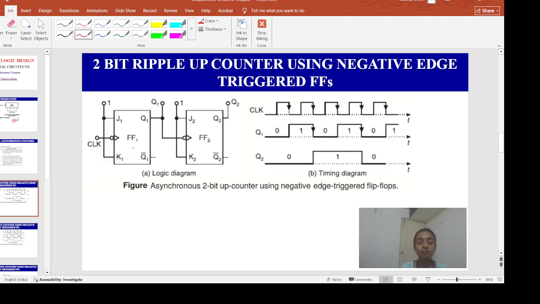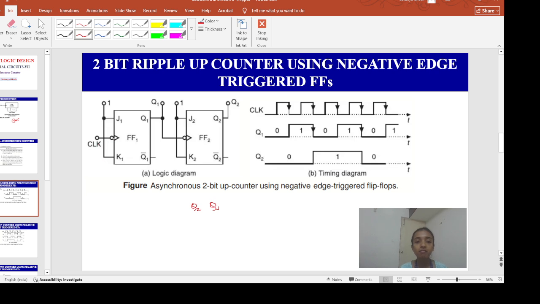Okay. So in this figure, you are observing a 2-bit ripple up counter using negative edge triggered JK flip-flops. Its timing diagram is also shown over here. Let's say the counter is initially at 00 state. This is flip-flop 1, this is flip-flop 2. Let me write, this is my Q1 and this is my Q2. So first we are considering the counter initially at 00 state.